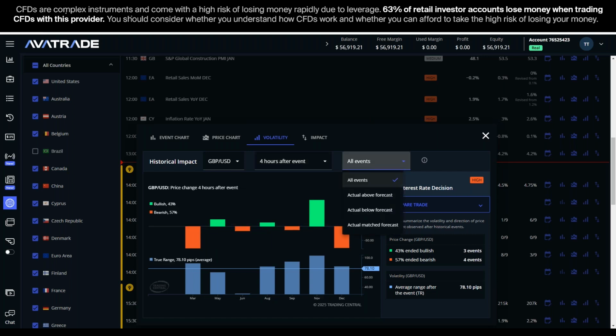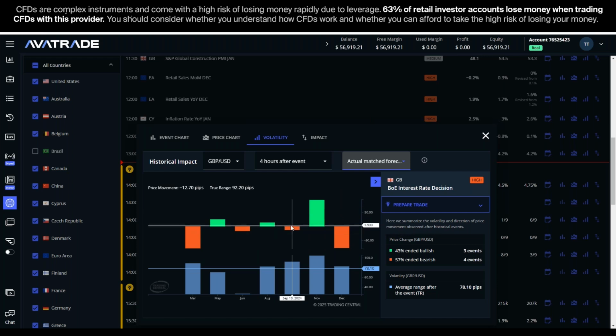And if they come in at expectation, which is usually how they come in, matching the forecast with interest rate decisions, you can see the predictability here is not good. And what I mean is pretty much 50% of the time it goes up, 50% of the time it goes down after the past rate decisions when they came in at expectation.